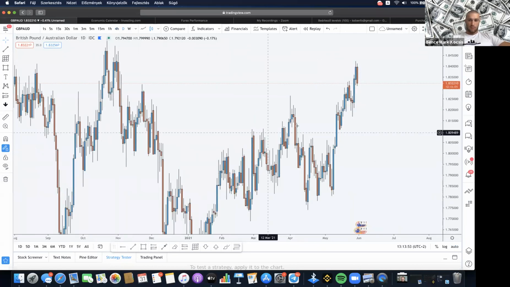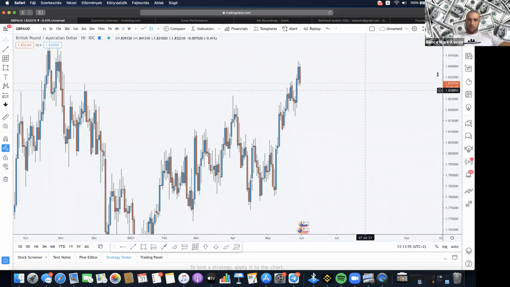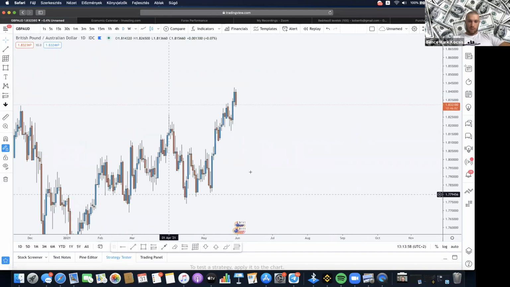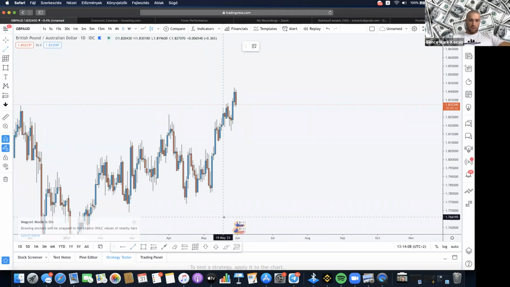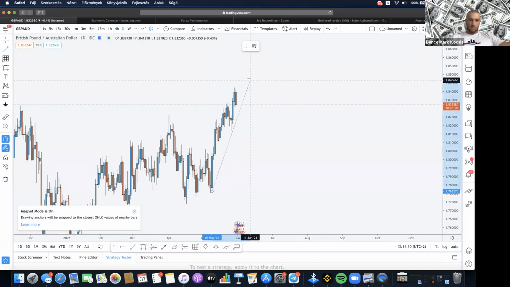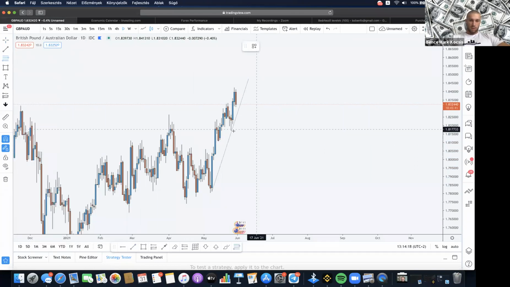Let's have a look at everything from the beginning. So let's have a look at the structure. You can see we have low, high, higher low, higher high, higher low, higher high. You can see the first red candle. We can place the trend line from low to high. You can see low, high, higher low, higher high. The structure is bullish, and this is the bullish M.